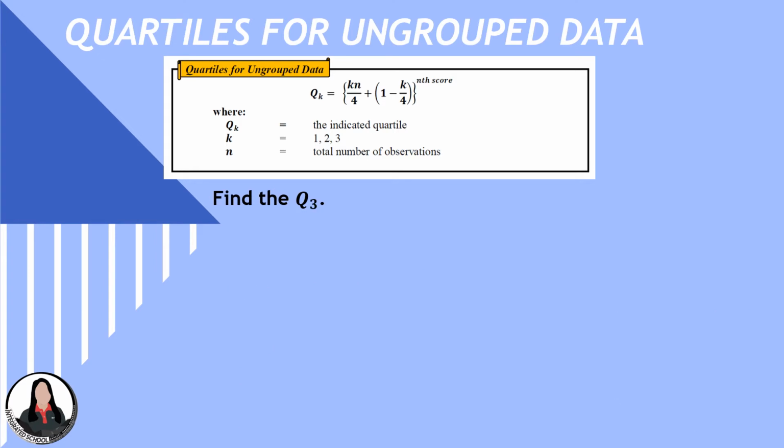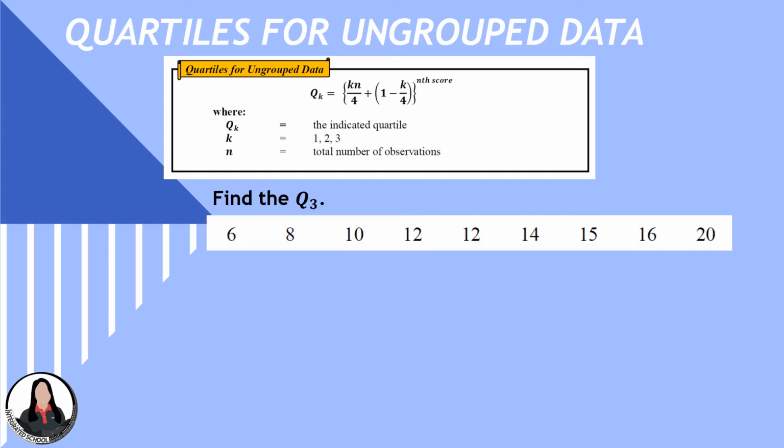Another example for quartiles for ungrouped data. So, let us find Q sub 3 of the same set of data na ginamit natin kanina. Okay? So, ito ay arranged na in ascending order. Okay. So, let us use the same formula. We have Q sub k equals kn all over 4 plus the quantity of 1 minus k over 4 nth score of the distribution.